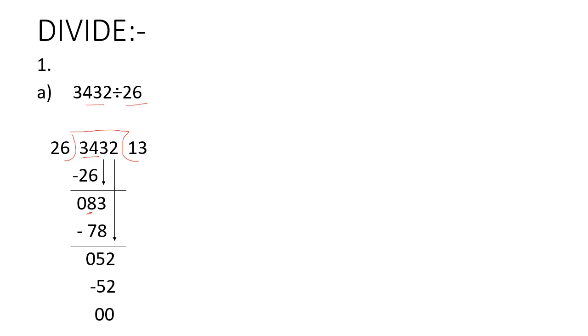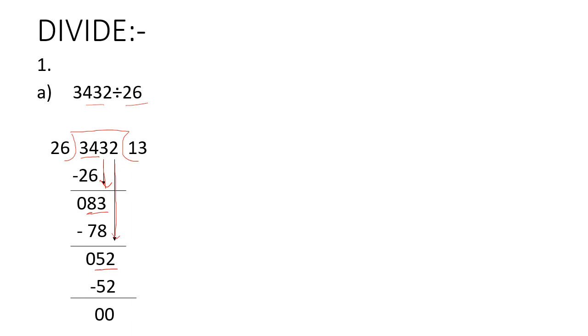Now you have to take this 3 down here. Now the number will become 83. Now you will see how many times it will go. So 83 will go 3 times. So 26 times 3 is 78. So when you subtract 78 from 83, you will get 5. Then the next step is you have to take this 2 down, and now your number becomes 52.